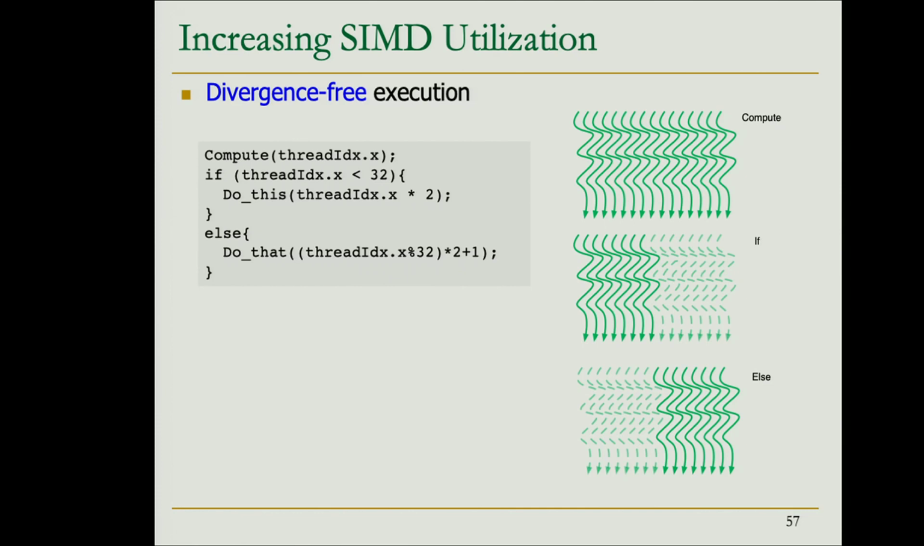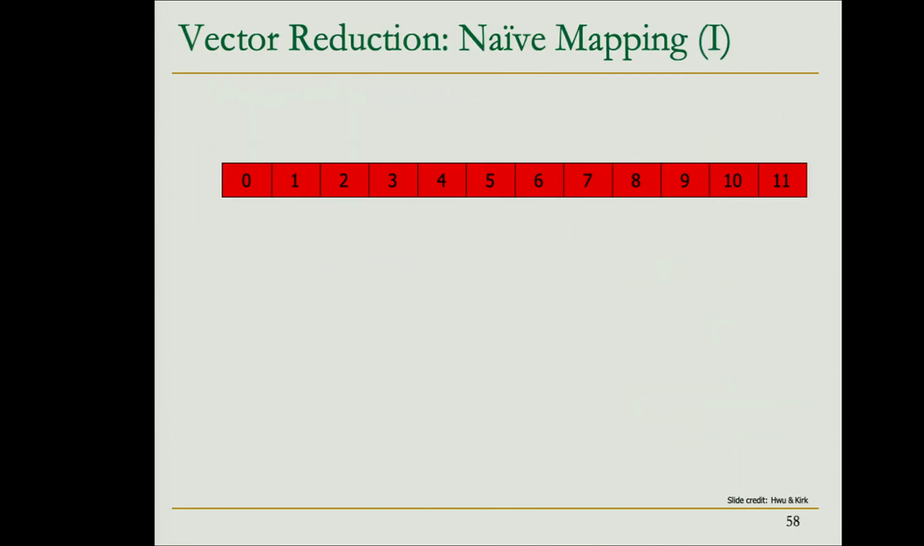But now I'm going to give you an actual example that is a very nice one, and a very useful primitive in general in parallel computing: vector reduction. In vector reduction I have a vector, 12 elements in this case, and what I want to know is the total sum of these 12 elements. How can I do this?